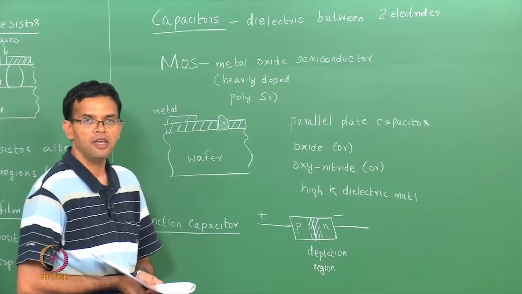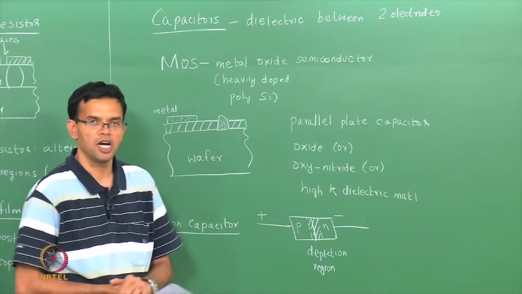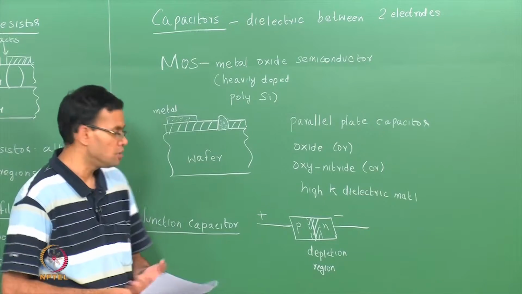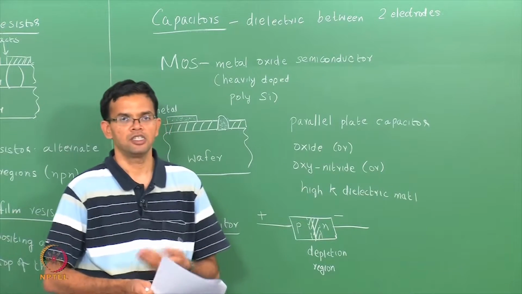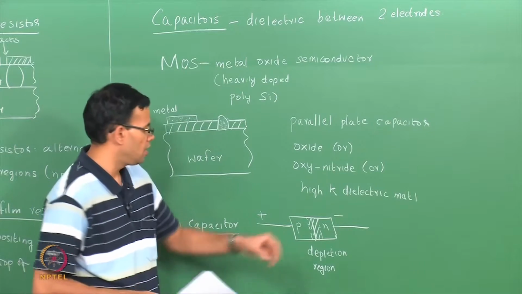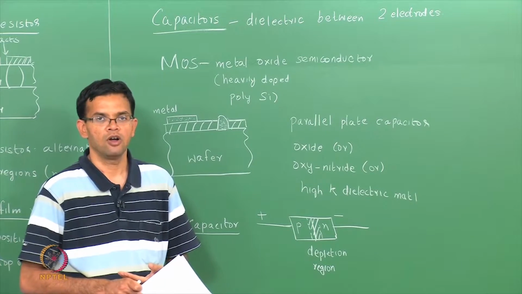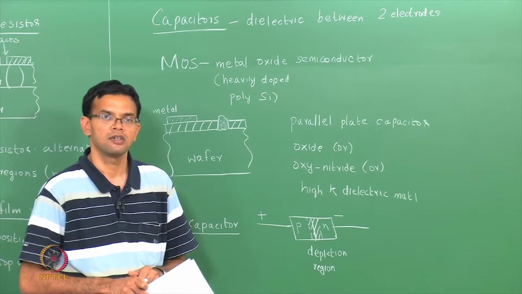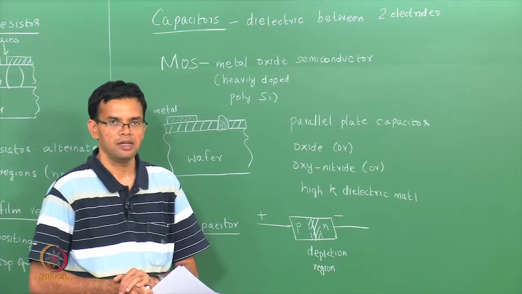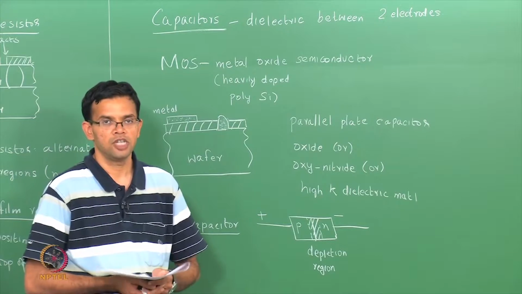Another way of looking at a p-n junction is that you have a net positive charge on the p side, because you have more holes than electrons. You have a negative charge on the n side, because you have more electrons than holes, and then you have a depletion region where there is no charge, or it is essentially a dielectric. So, you can think of a p-n junction in this format as a capacitor as well, and this is basically your junction capacitor.